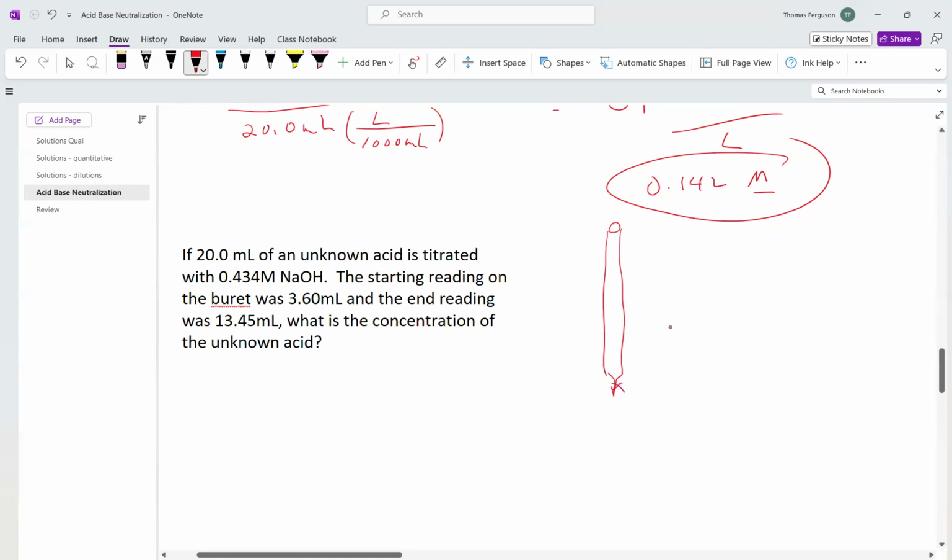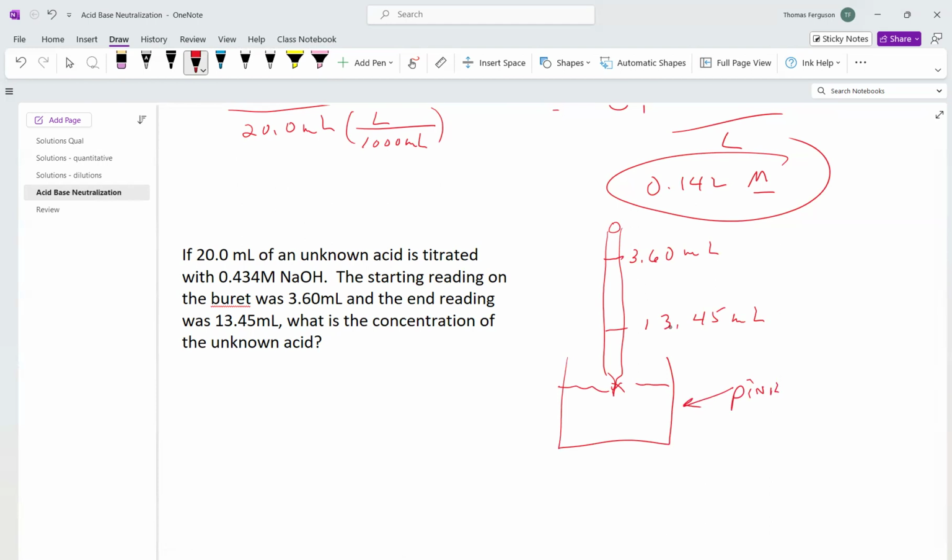That's our burette, and we're starting at there and ending there. Now, this is a two-person job. It's hard to do by yourself. I know some of you like to work alone, but not today or tomorrow. The reason I'm saying that is one person swirls the little Erlenmeyer flask down here at the bottom, and the other controls the dropping.